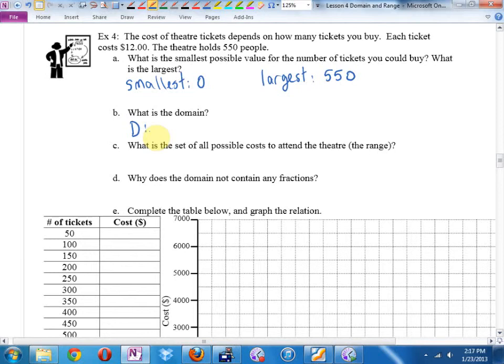Now here's the problem. Could I connect those? Can I buy 1.8 tickets? So I want to say everything between 0 and 550. That is true. It is all the numbers. And it is touching because you can buy 0 and you can buy 550. But I want to show that this is not made up of all of the decimal numbers.